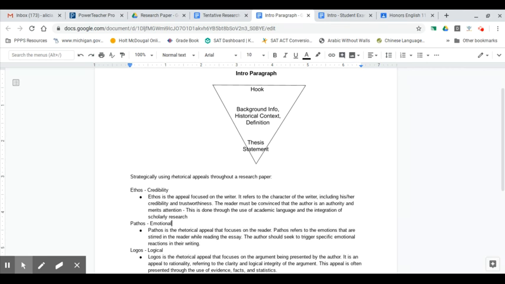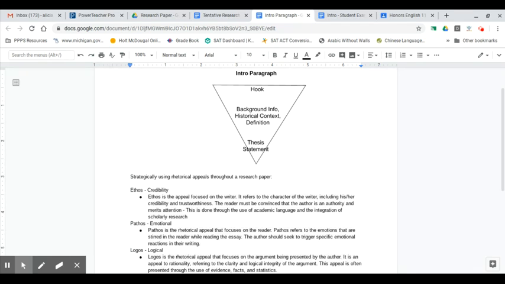As we start with intro paragraphs, we're looking at the same triangle where we go from very broad information like a hook, start narrowing our information into background info, historical context, definition, and ending with the most specific part of this paragraph, which is our thesis statement, which provides the argument and roadmap for our paper.